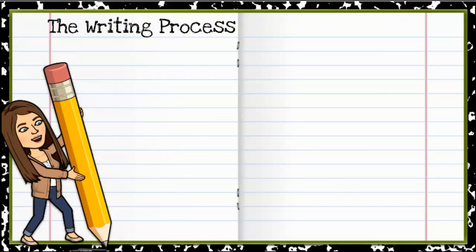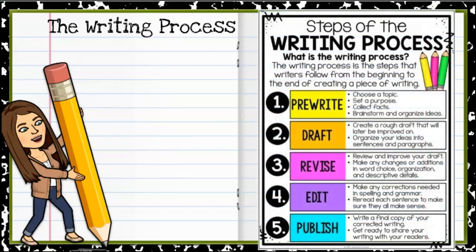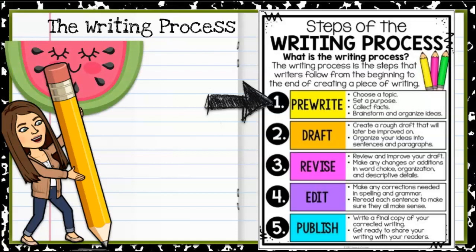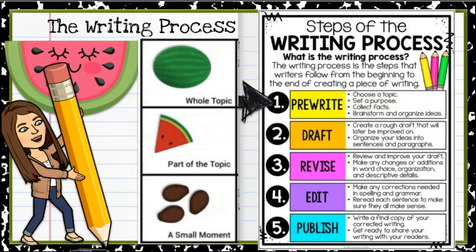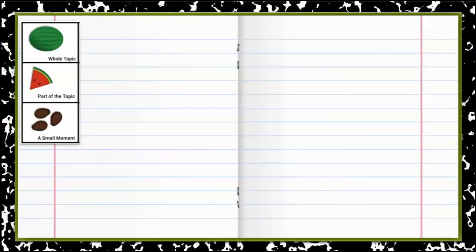We are going to use the writing process as we go through. In this video, we are going to talk about the pre-write. So let's begin. We want to make sure that we have watermelon seeds and not just watermelon topics. A watermelon is a whole topic. Part of the topic might be the slice, and the small moments are the seeds. We want you to focus on a small moment.